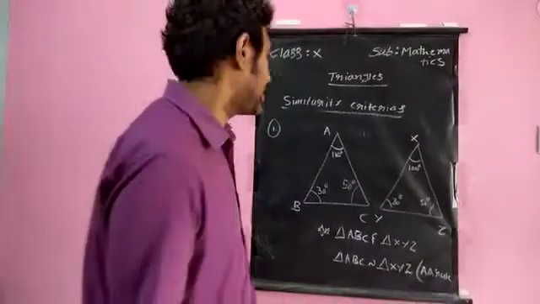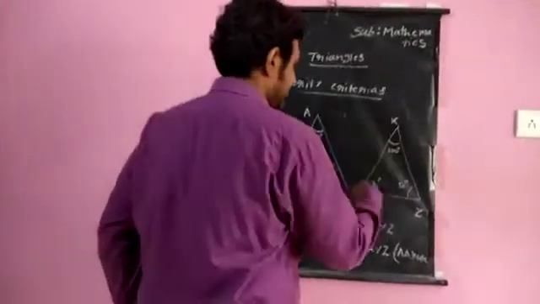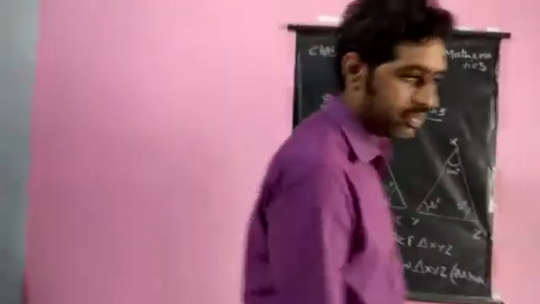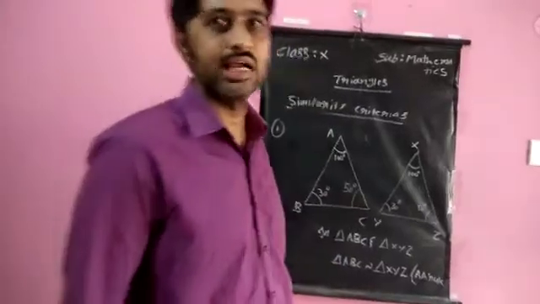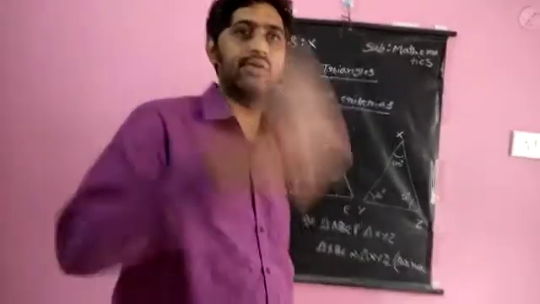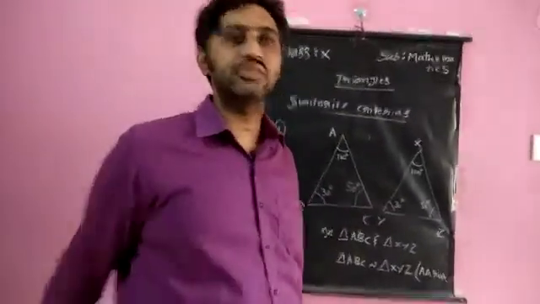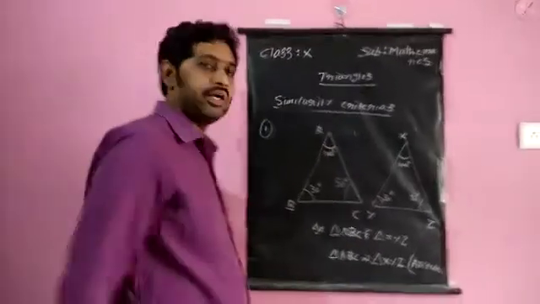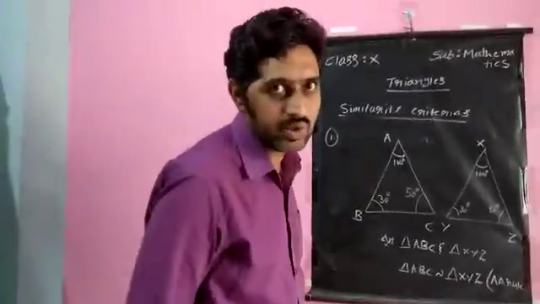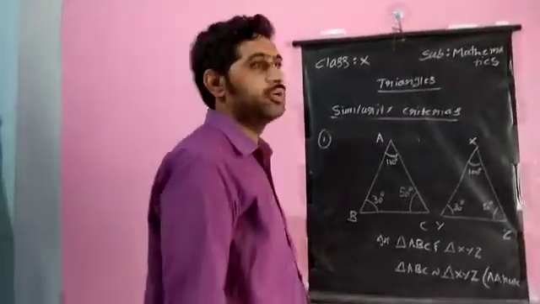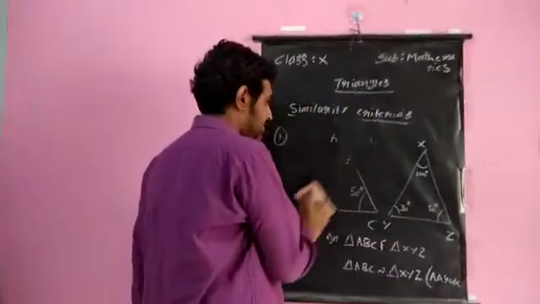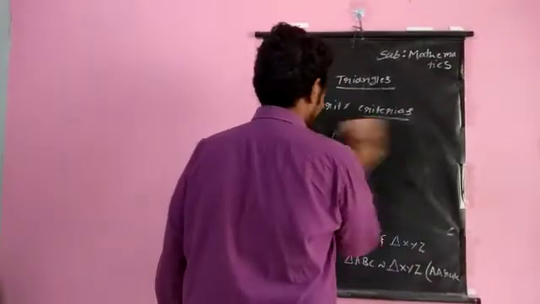Then what about the third angle? The sum of these three angles is 180, and the sum of these three angles is 180. If two angles are equal, the third angle also will be equal in both the triangles. That is the angle similarity. In questions, they will give you different figures and ask you to prove that this triangle is similar to this triangle. Out of all the three, you need to identify which similarity rule can be applied to prove that the two triangles are similar to each other. That is the first similarity rule, angle angle or angle angle angle similarity rule.